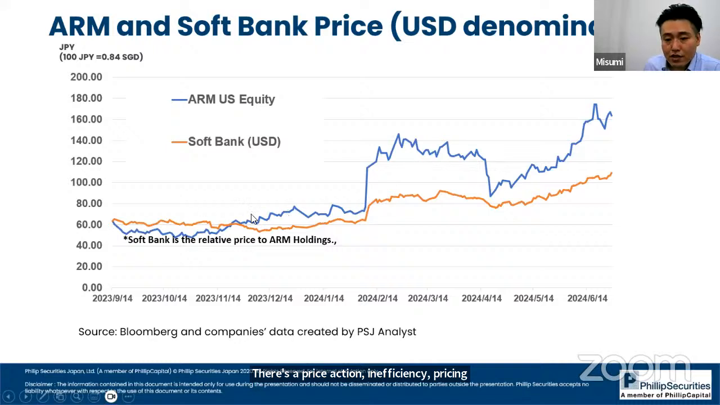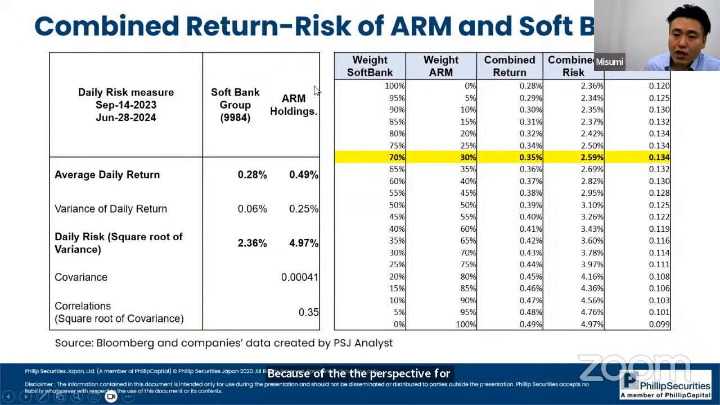So there looks like a co-movement, but ARM increased and decreased too much because of the perspective on artificial intelligence. So how should we invest in ARM and SoftBank? How much portion of our wealth should we invest in SoftBank, and how much in ARM?